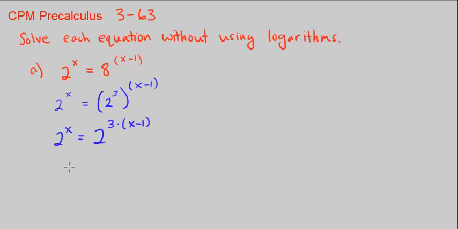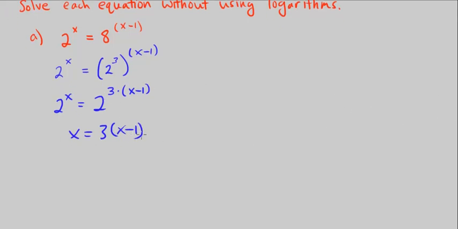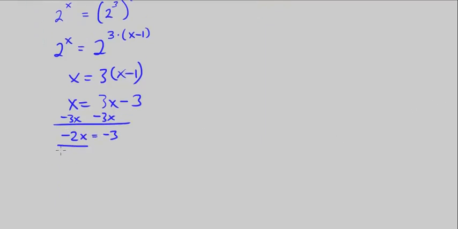Common base, so set the exponents equal to each other, right? Exponent equals exponent. Solve for x, distribute the 3. 3x minus 3 equals x. Let's go ahead and combine like terms. So let's subtract 3x from both sides. Negative 2x is equal to negative 3. Divide both sides by negative 2. And we're left with x is equal to negative 3 over negative 2, which is positive 3 over 2.